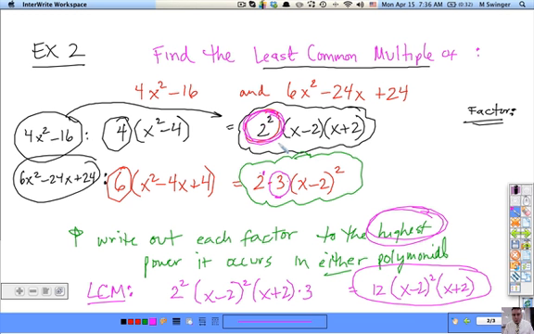Okay? That's it. That's the biggest idea in this whole section. Know how to find the least common multiple. Alright? You're going to have to practice that one.